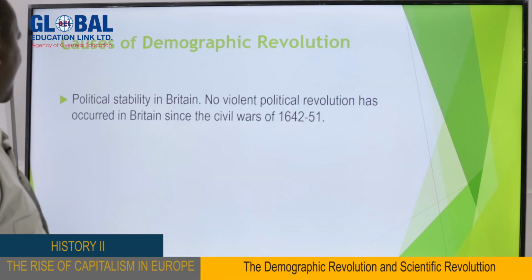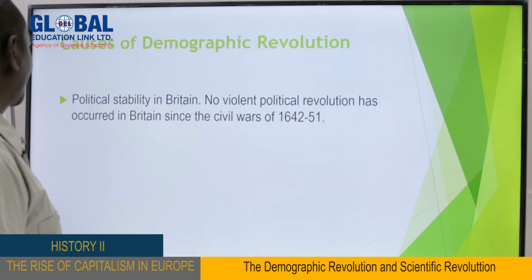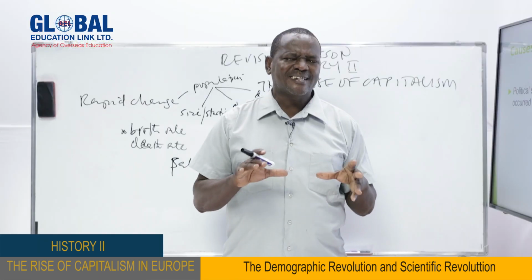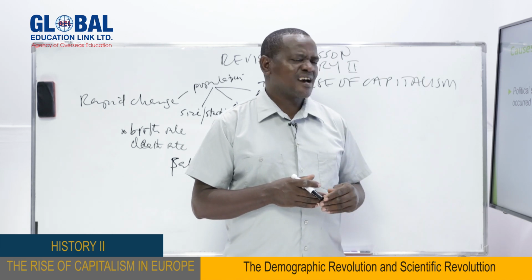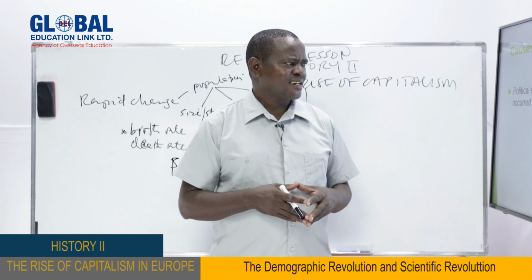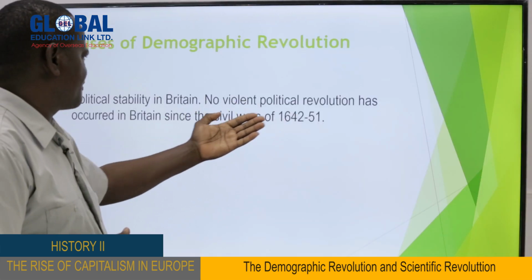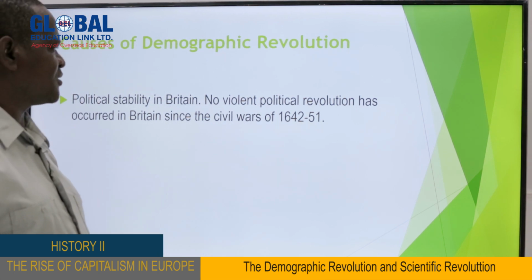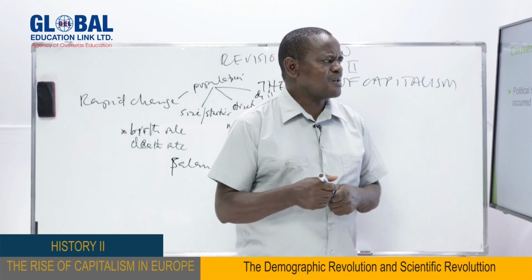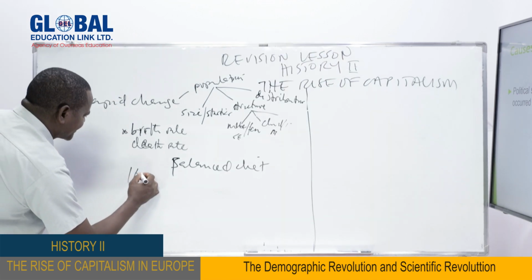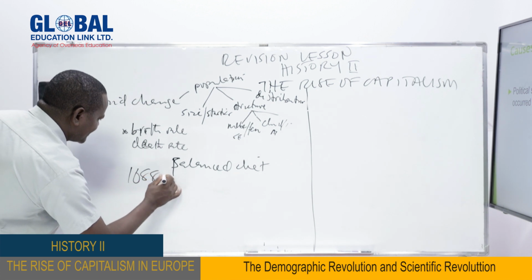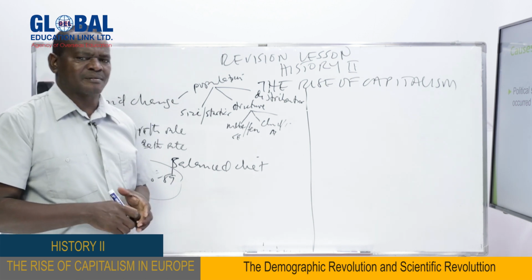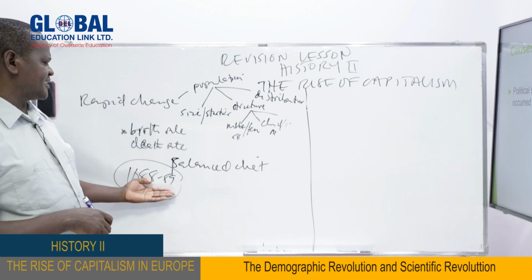My dear students, another very important cause of the demographic revolution is the political stability in Britain. For quite a long time, the British people have been free from political instability. In fact, no political violence has occurred in Britain since the civil wars of 1642 to 1651. Britain, remember, went through what we call the Glorious Revolution of 1688-89. And this was a bloodless revolution. There was no shedding of blood in this revolution.